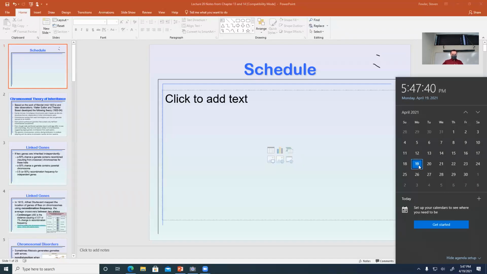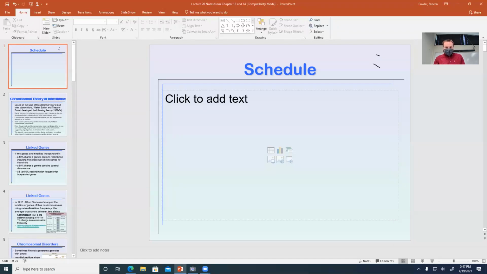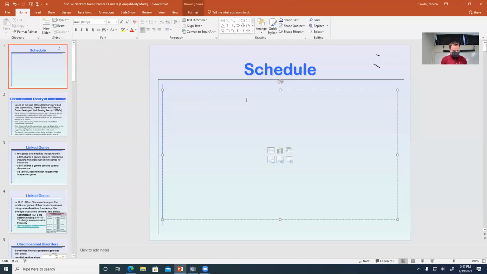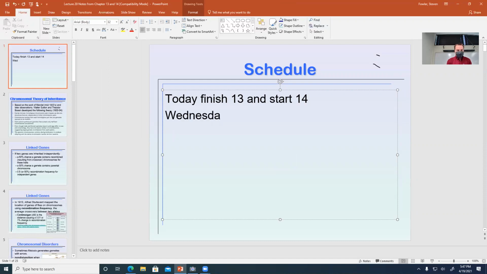All right, so schedule, where are we at? Today, we'll finish 13, and we'll get a good start on 14, right? On Wednesday, so that'd be the 21st, we should be able to finish 14. I don't think we're gonna get it done today, and that's okay. We should be able to finish 14, and we'll try to hit high points of 15 and 16, all right?